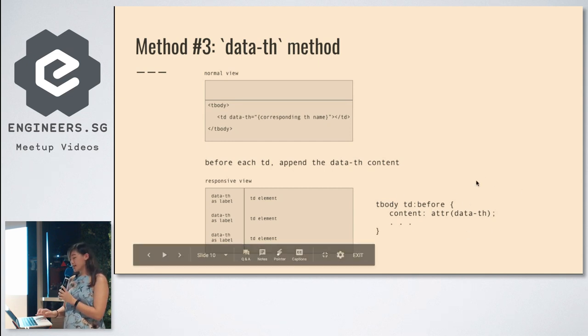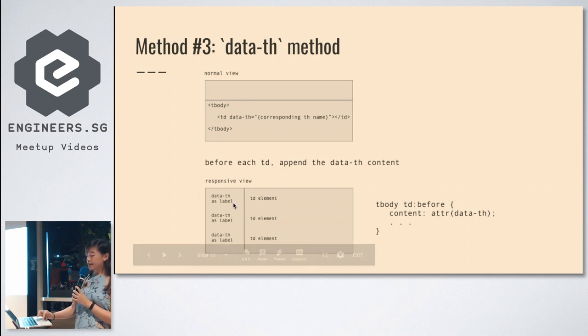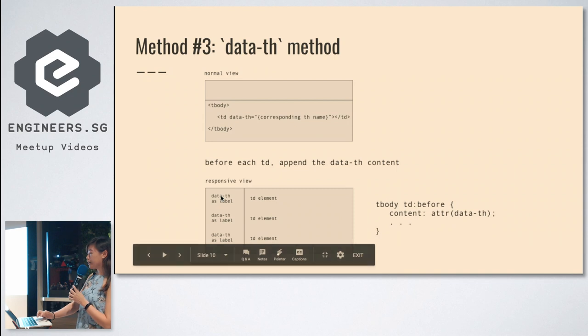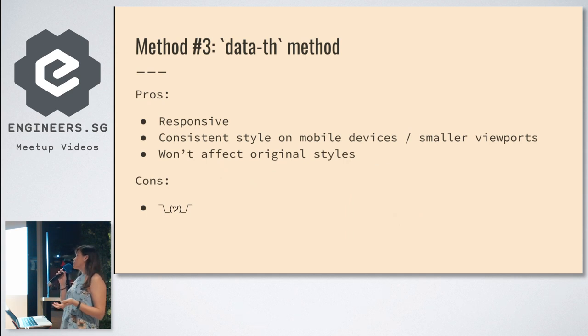So what this means is that before every TD element in your table body, you apply this content attribute data-th. So how that comes out in responsive view is that you'll then have that attribute as a label on the left before your TD element. So yes, that's how the CSS works. That's the magic. So it's obviously going to work pretty well on a smaller viewport, so it's definitely responsive. And you can have consistent style on your mobile devices because you are writing this style in your media query. So therefore, you won't even affect the original style of what you'd see on desktop.